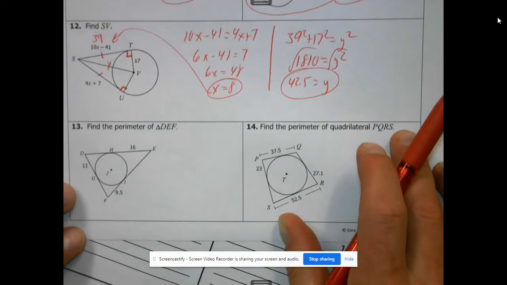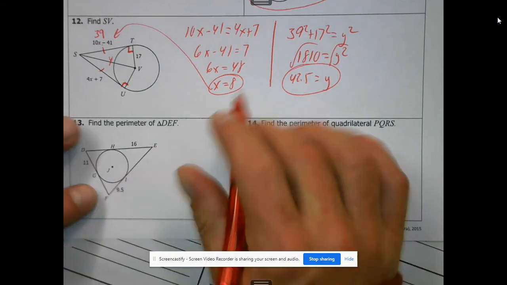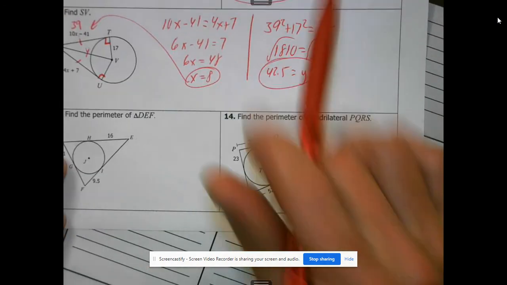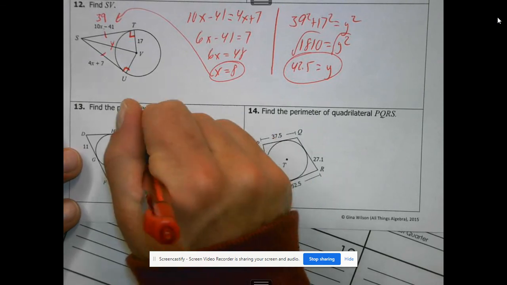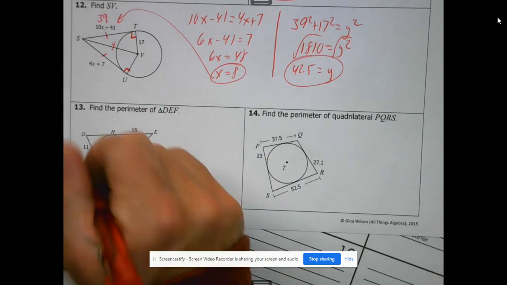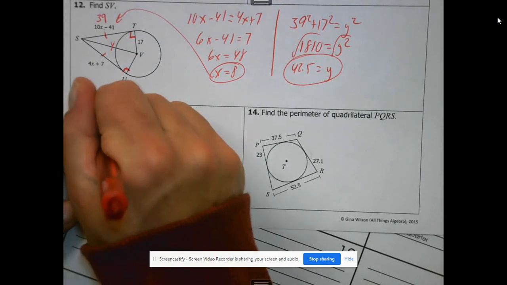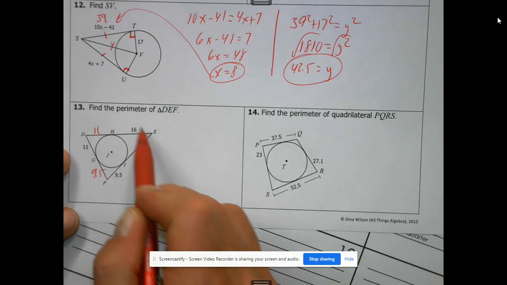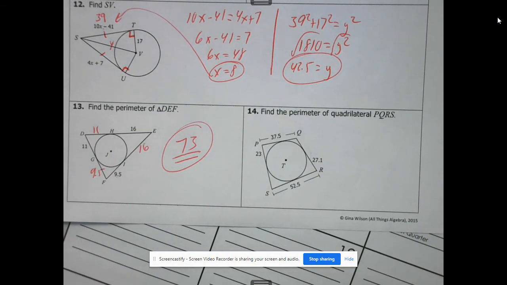2 more. Find the perimeter of triangle DEF. All right, remember, guys, just as the property up here, you got a lot of congruent pieces. This one goes fast. If that's 16, this is 16. That's 9.5. That's 9.5. That's 11. That's 11. Just add them all up. Add up all the outside measurements. Your perimeter comes out to be 73. Super easy.